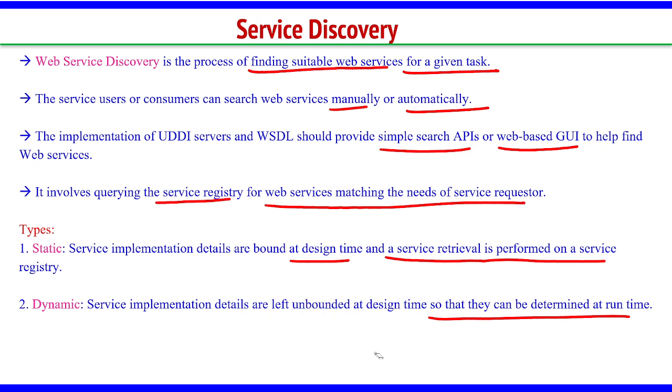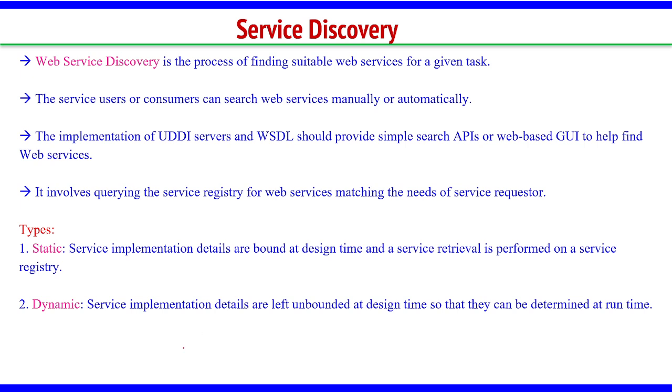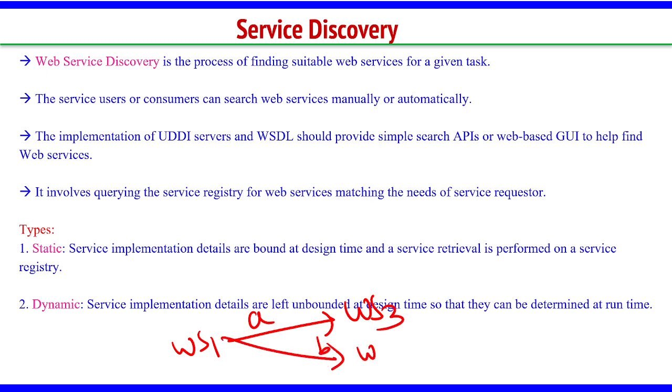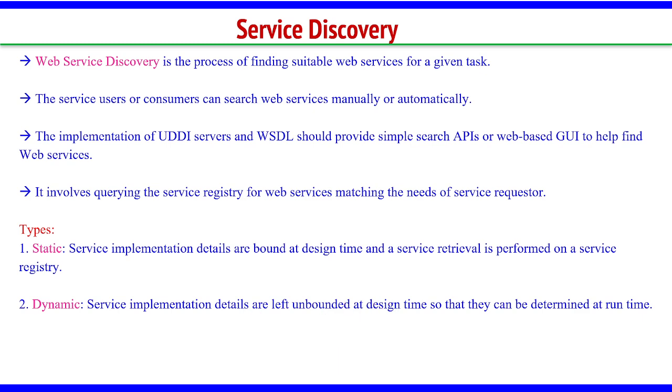You should go to UDDI, identify that particular web service and link it in WS1. You have to hard code and say when this is the output, you have to go to web service 3. When this is the output, you have to go to web service 7. Like this, you have to hard code it. That is static discovery and dynamic discovery. So this is one concept in web services.